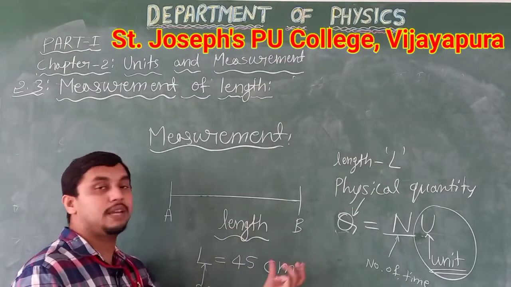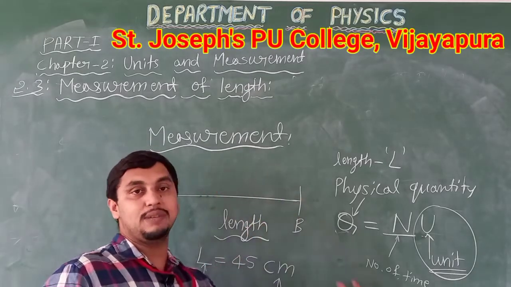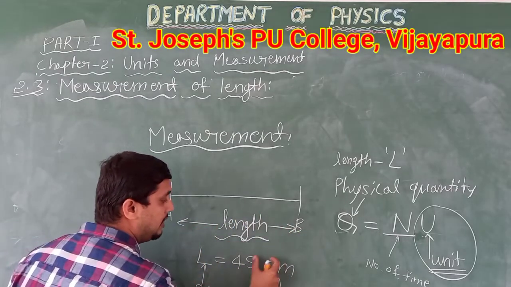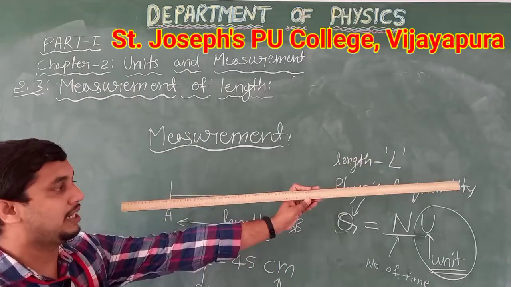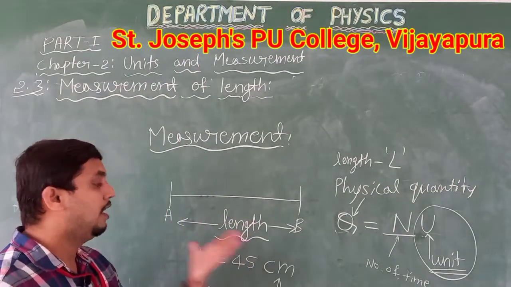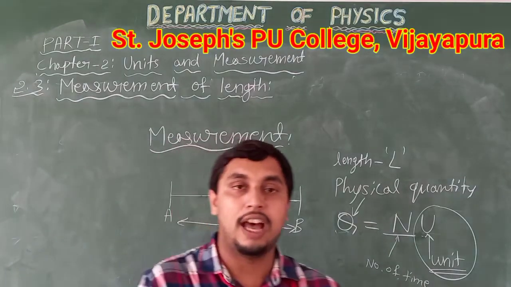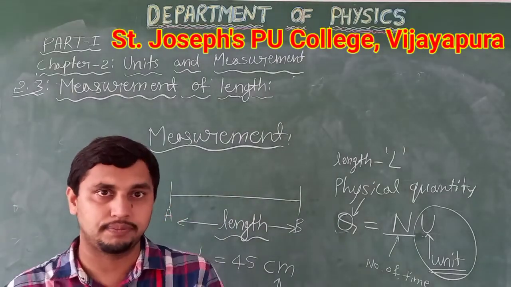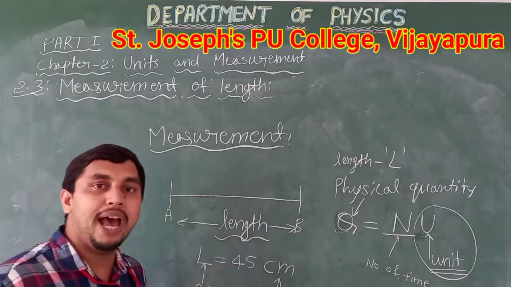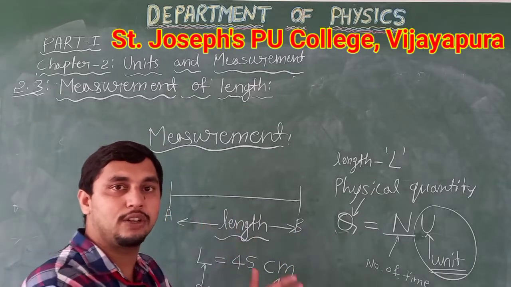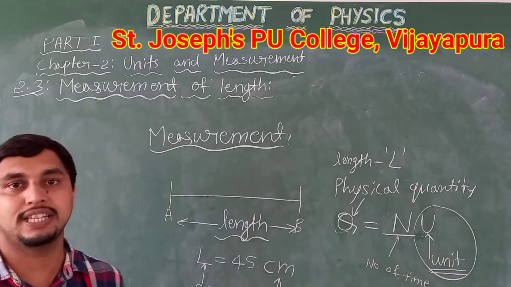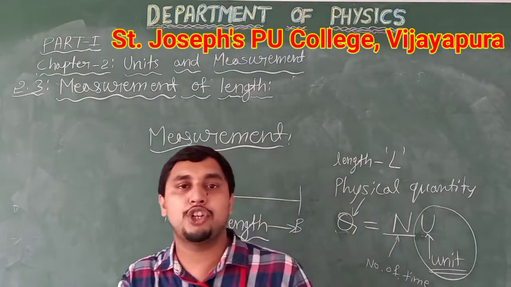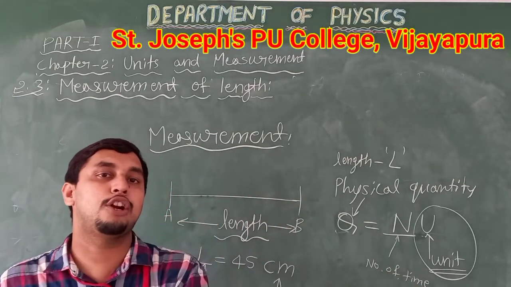So how many times is the comparison? The length between A and B is 45 times the centimeter. I am comparing with the centimeter scale, and it is 45 times the centimeter. Now, I hope you got the idea of the definition of measurement. Measurement is nothing but a comparison of a physical quantity with its standard of reference.